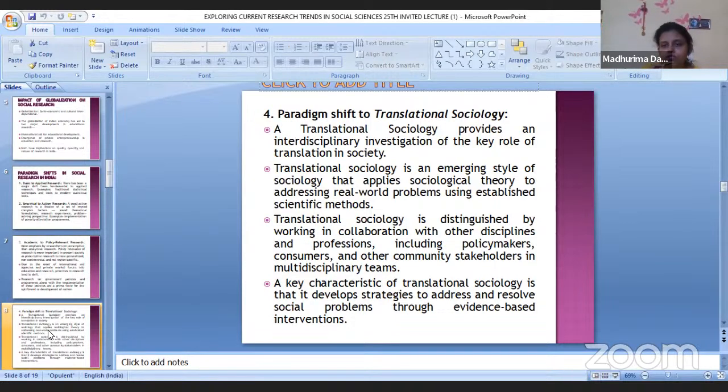Translational sociology is based on evidence. Without evidence, translational sociology has no value. It always depends on an authentic source, evidence. If there is no evidence, there is no value of translational research, because this evidence will help you to solve real-world social problems by using scientific methods. So therein lies the paradigm shift to translational sociology.